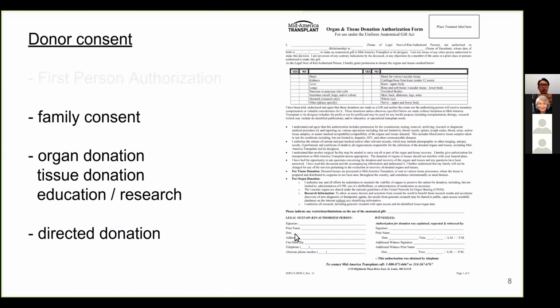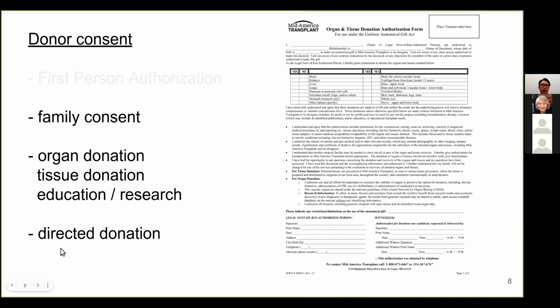If a person has not signed that first person authorization form to become an organ donor, then the family is approached to give consent for organ donation. In addition to organ donation, the family is also asked about their interest in having tissues donated, which can be used to treat various diseases. The family is also asked whether they would like to donate tissues or organs that are not able to be used for transplant, but may be used for education and research purposes.